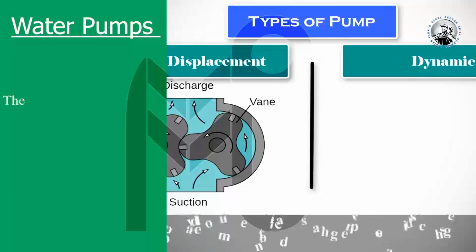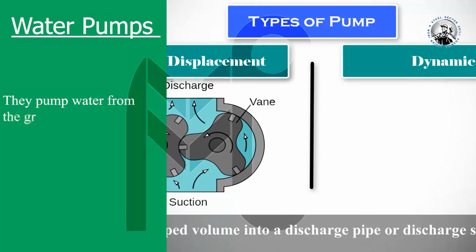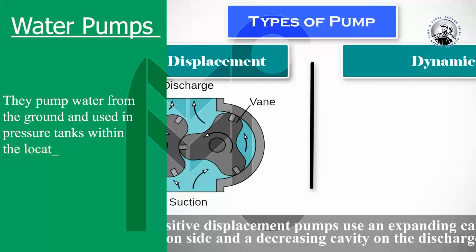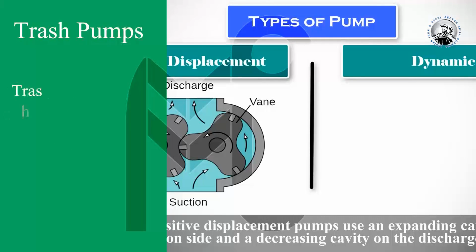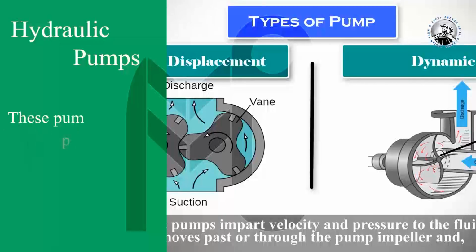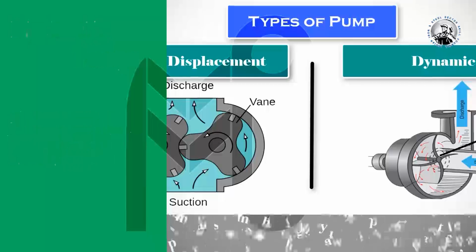Water pump. They pump water from the ground and are used in pressure tanks within the location. Trash pump. Trash pumps are used to pump wastewater. Hydraulic pumps. These pumps are utilized in hydraulic drive systems.